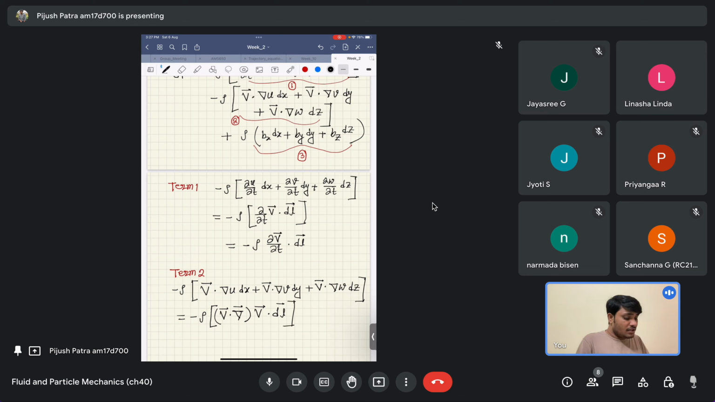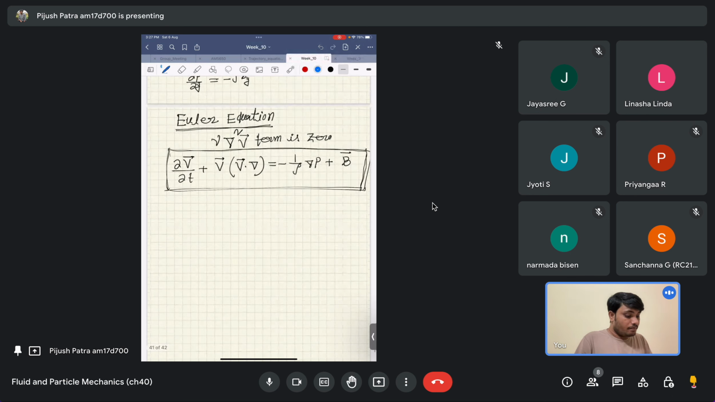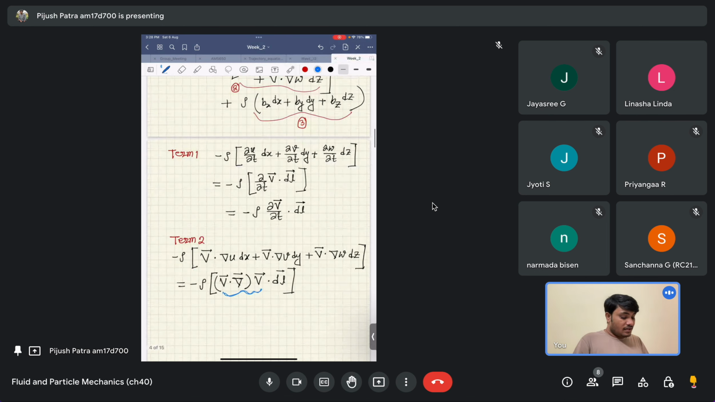Because this is the convective term of the Navier-Stokes equations essentially, right? This term is the convective term of the Navier-Stokes equation, so essentially this is coming from this. See, it is the exact same term, there is nothing different, just dotted with an elemental length vector dl, that's the only difference.